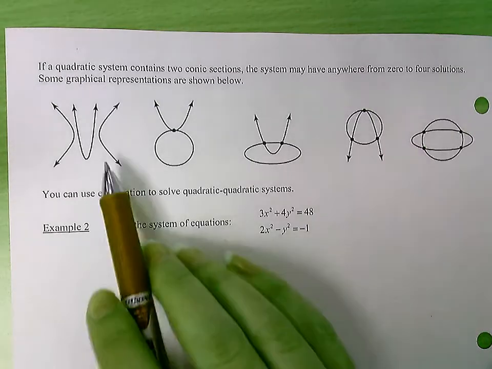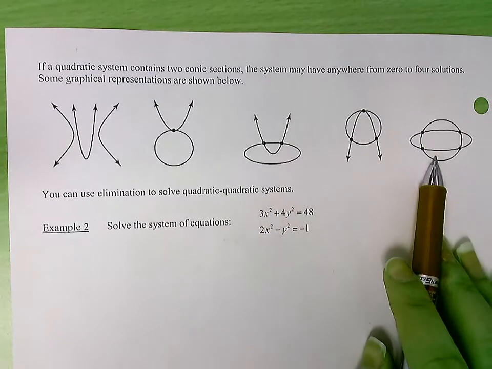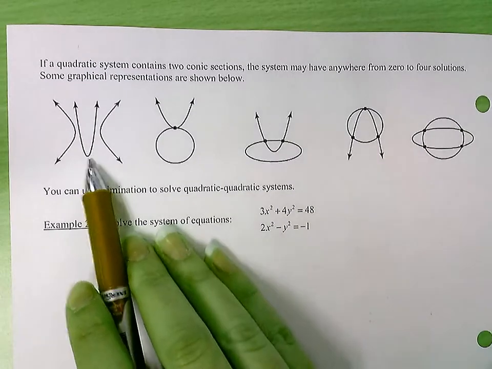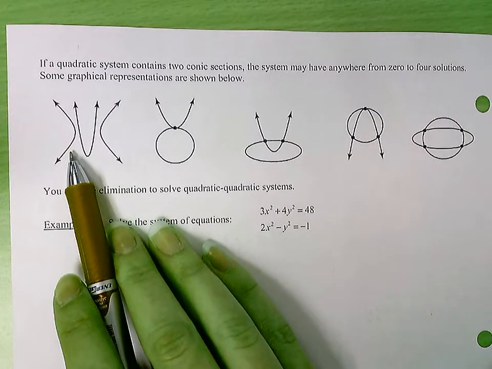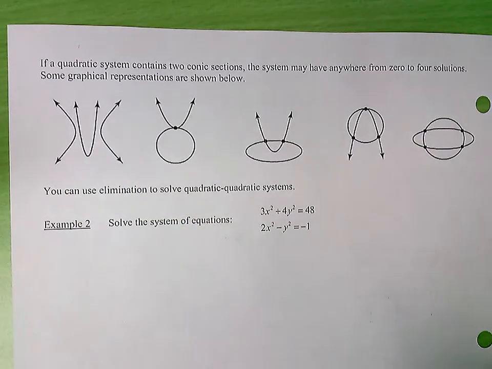So here we have some representations. This first one is a parabola and a hyperbola. Those two don't intersect at all, so they have no solutions.